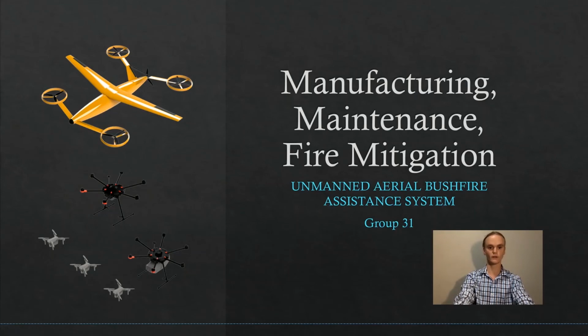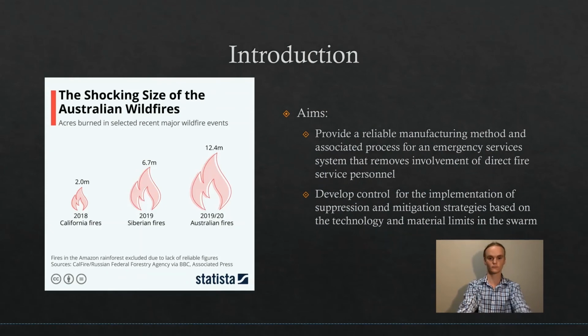Hello, my name is Callum Kilgariff and I'll be presenting the manufacturing and maintenance segment as well as the fire suppression and hazard reduction function control as part of bushfire mitigation strategy. The activities performed during the life cycle of the advanced materials and technology are aimed at minimising the effects to the Australian ecosystem and society.